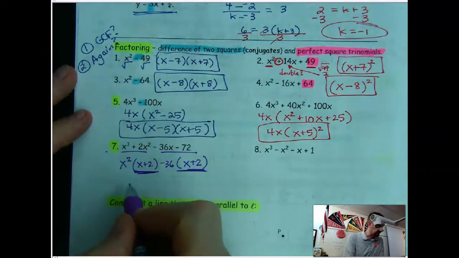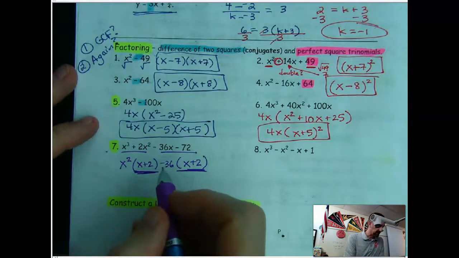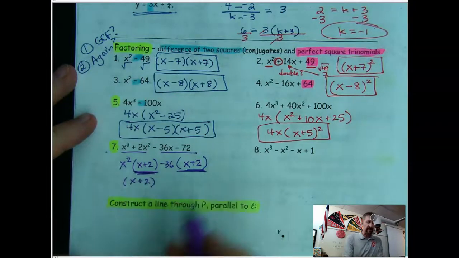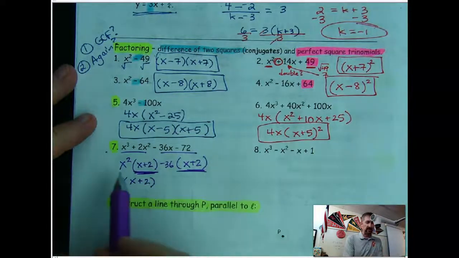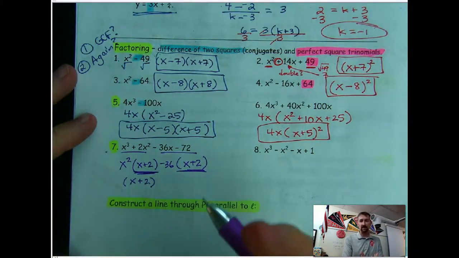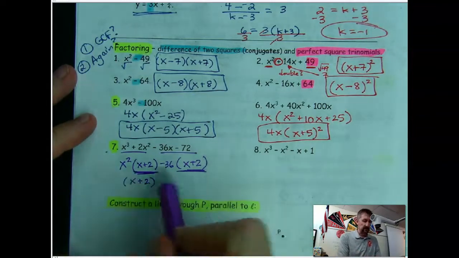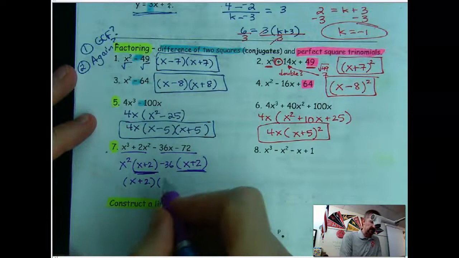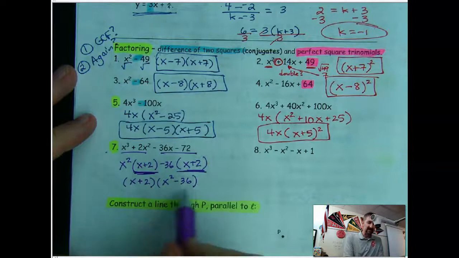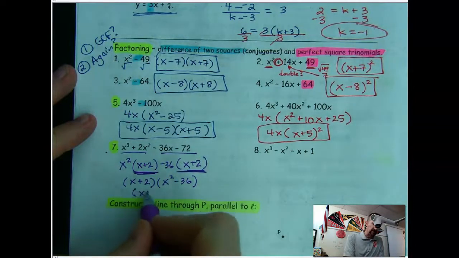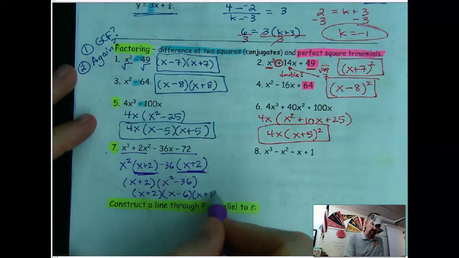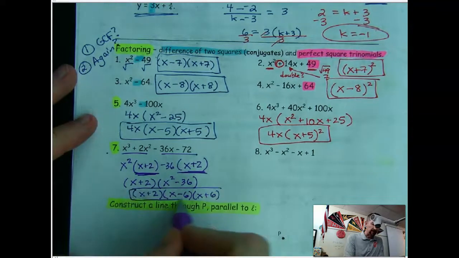X plus 2. Okay? So if I factor an x plus 2 out of both of those, I'm left with x squared minus 36. That's the difference of two squares. So hopefully we could do that step together. Some of you might want to skip this step. If you see that that's what we have, then the final step there is that's the difference of two squares. So x minus 6, x plus 6. Okay.